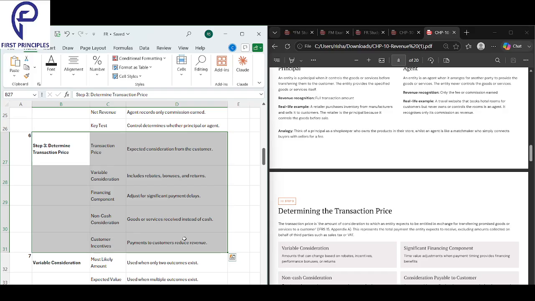Transaction price can change. It includes discount, rebate, bonus, returns. So that is called variable consideration. Transaction price has to include rebates, bonus, and returns.